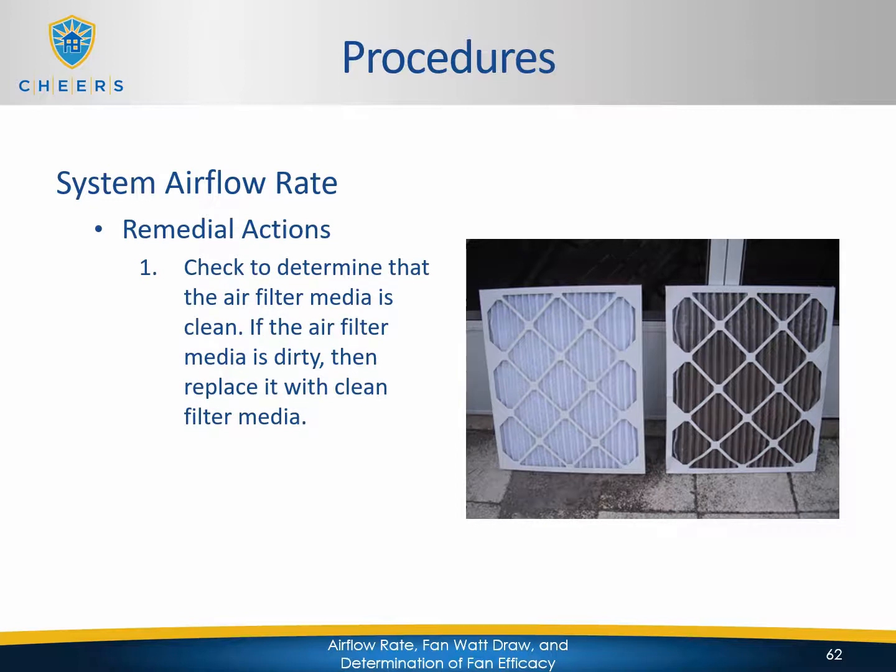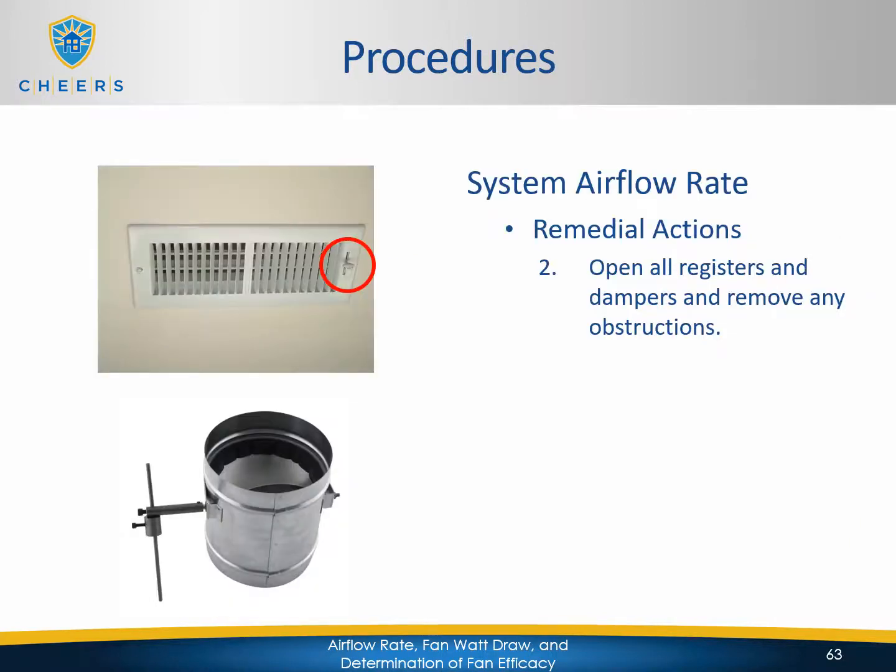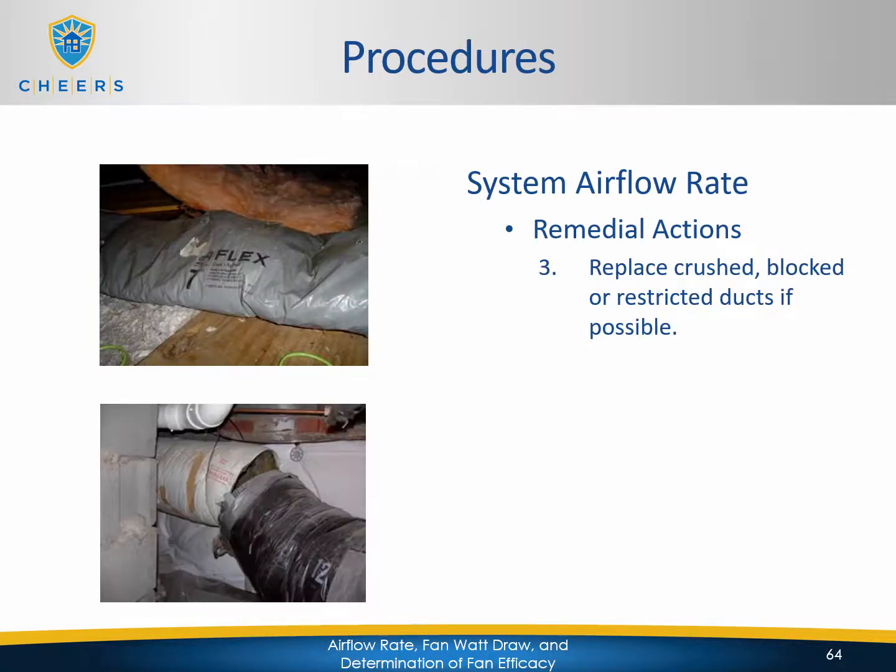So first things first, they're going to check to determine that the air filter media is clean. If the air filter media is dirty, then replace it with the clean filter media. The second step will be to open all registers and dampers and remove any obstructions that they might find. They're going to replace crushed, blocked, or restricted ducts if possible. So basically fix any problems with the actual duct system that they might find.